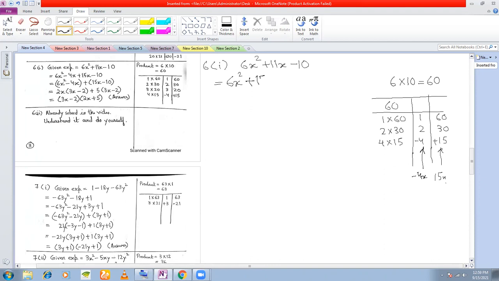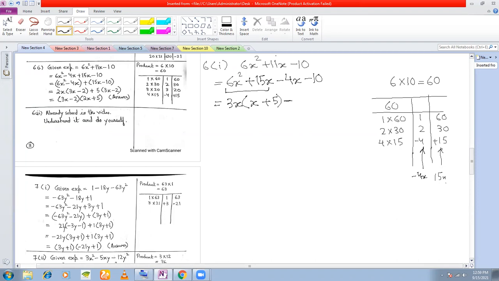So plus 15x minus 4x minus 10. Now let's see whether our breakup is correct. Let's start grouping these two. What is the HCF? 3x. 6x squared divided by 3x is 2x, plus 15x divided by 3x is 5.